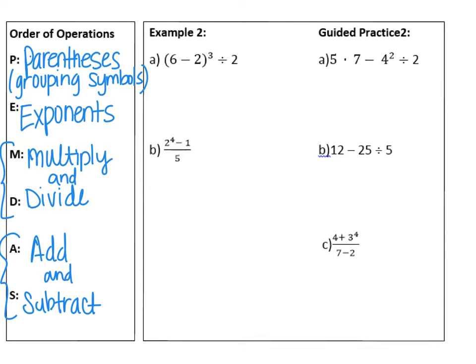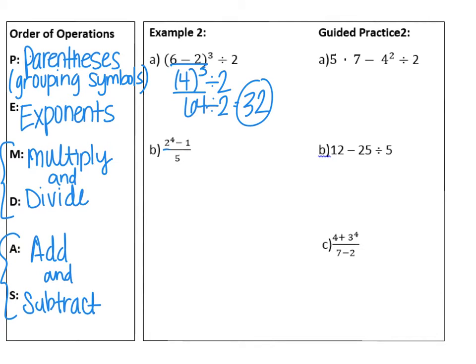Alright, example 2. We're going to use that order of operations. So parentheses first, that's going to give us 4. Exponents, that's 4 to the 3rd is going to be 4 times 4 times 4, which is 64. And 64 divided by 2 is 32.